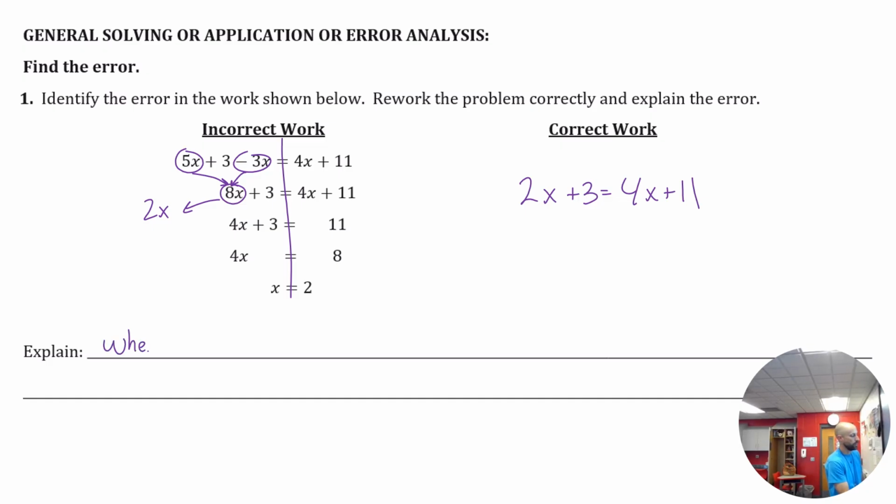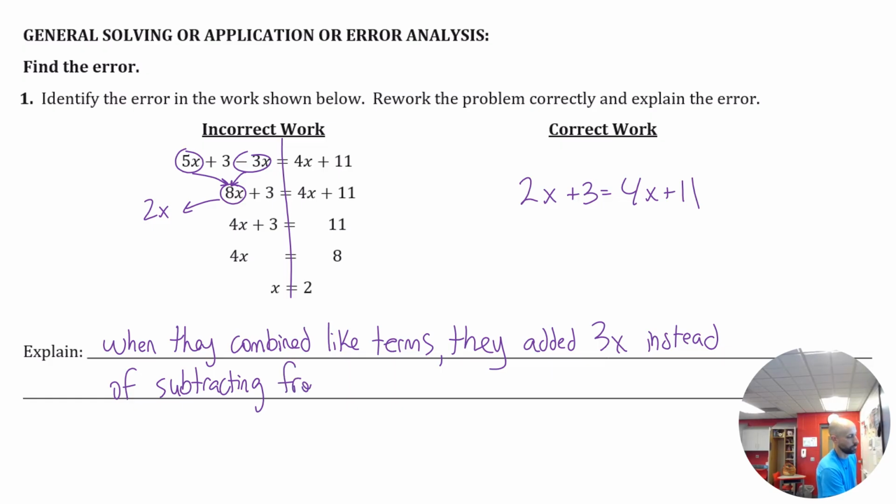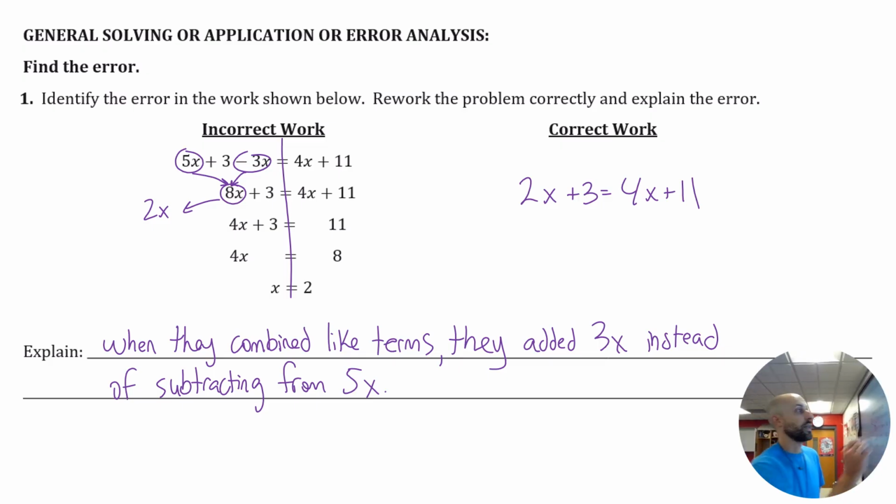When they combined like terms, they added 3x instead of subtracting 3x from 5x. So that like term is supposed to be 2x.